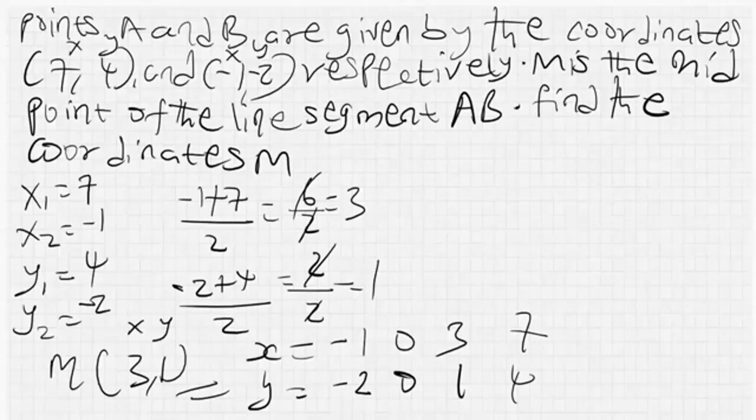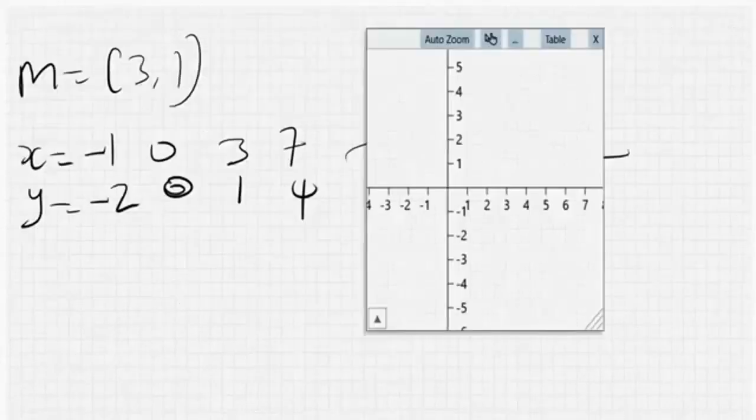If I'm to plot the graph, I'm going to make use of 1 cm to represent 1 unit for both axes. Let me get the graph for this. If we want to represent the midpoint, remember we got the midpoint to be 3 and 1, and this will now be our table of values.